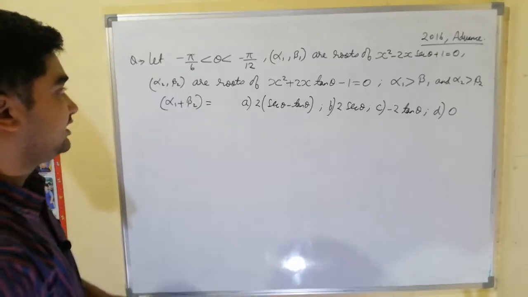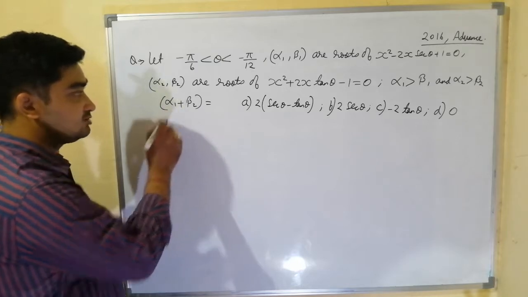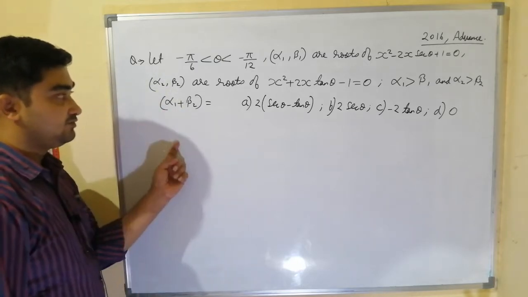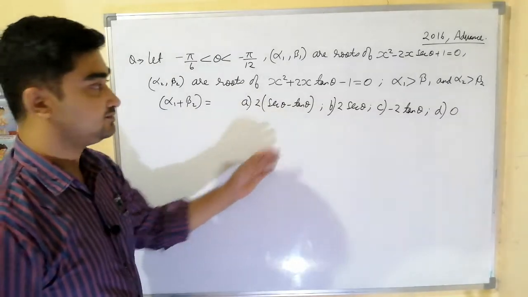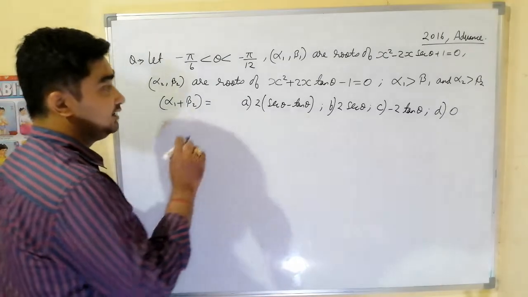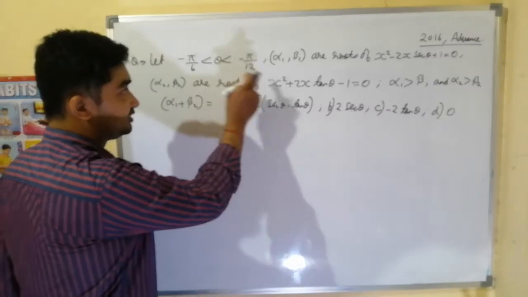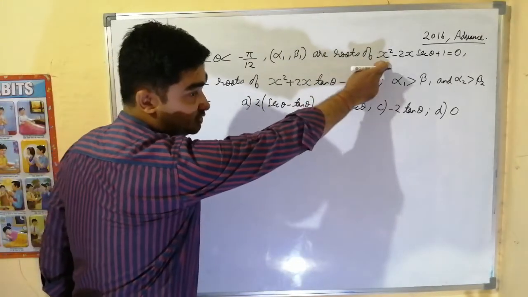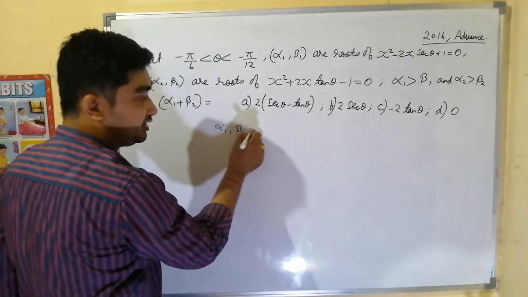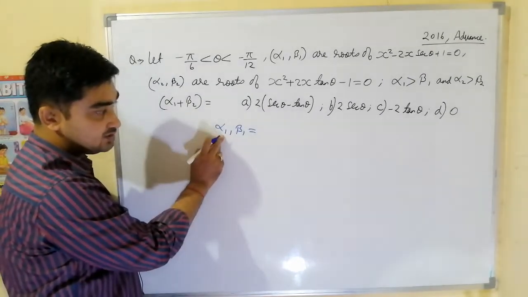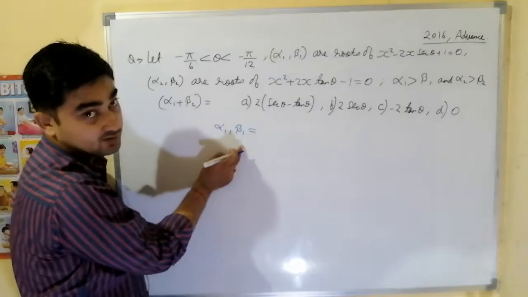So we'll start. To find alpha 1 plus beta 2, we should know what alpha 1 is and what beta 2 is. Then we can add and get the answer. Now what is alpha 1? Alpha 1 is a root of this quadratic equation, and we know how to find the roots of a quadratic equation. A quadratic equation can have two roots, one is alpha 1, another is beta 1.